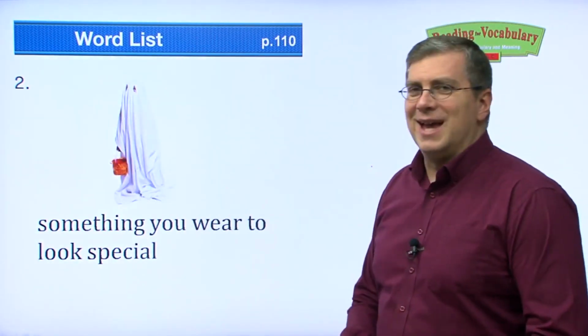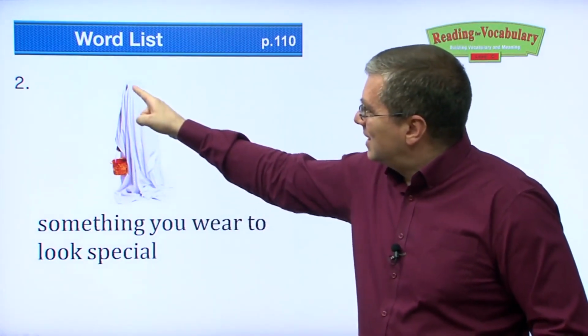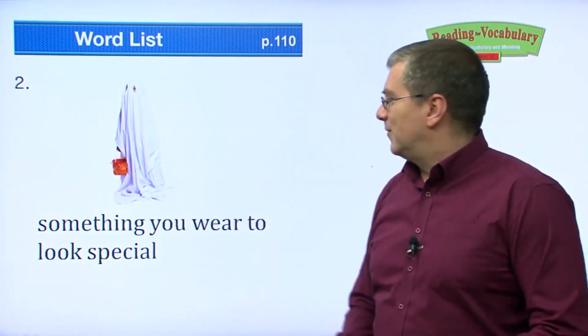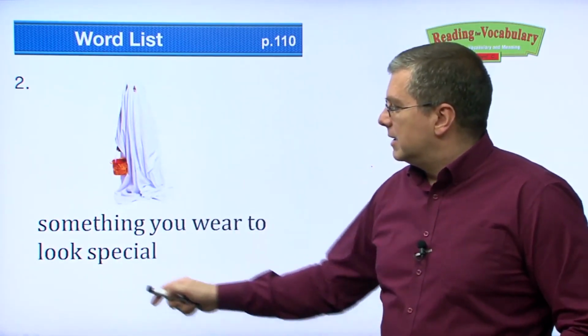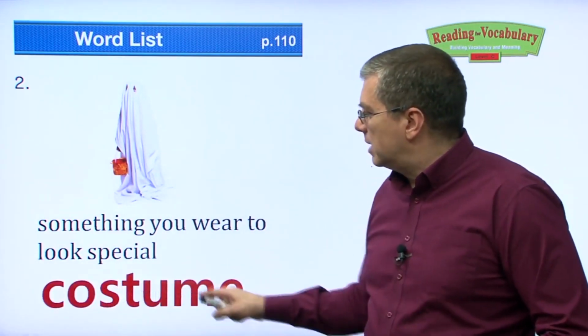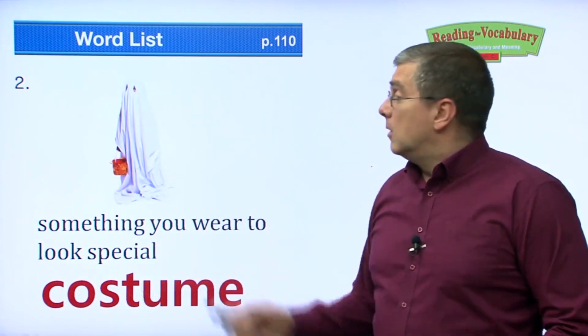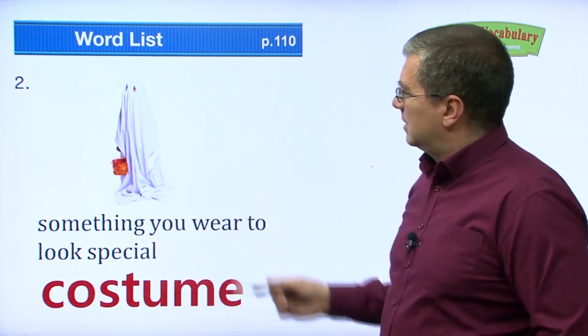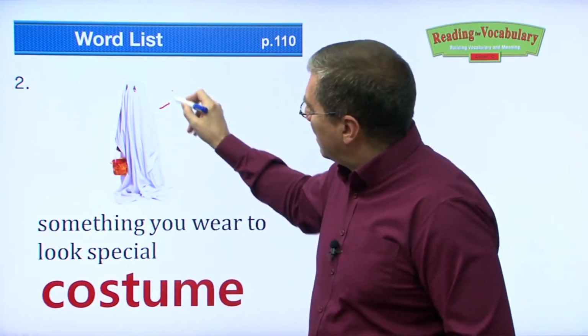Okay, next one. Kind of cute. What is that? Can you see the little boy here? You see his hand and you see his eyes there. This is a very simple example of the word. This is a very simple costume. A costume is something you wear to look special. Why would the kid here wear a costume like that? By the way, this is just a bed sheet.